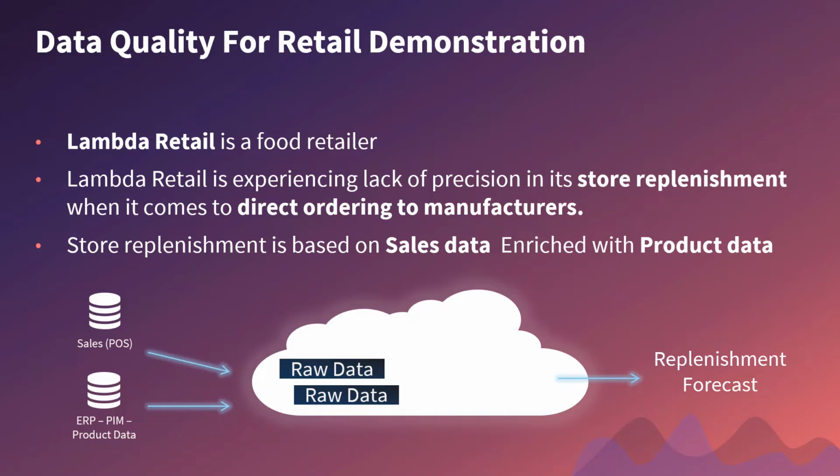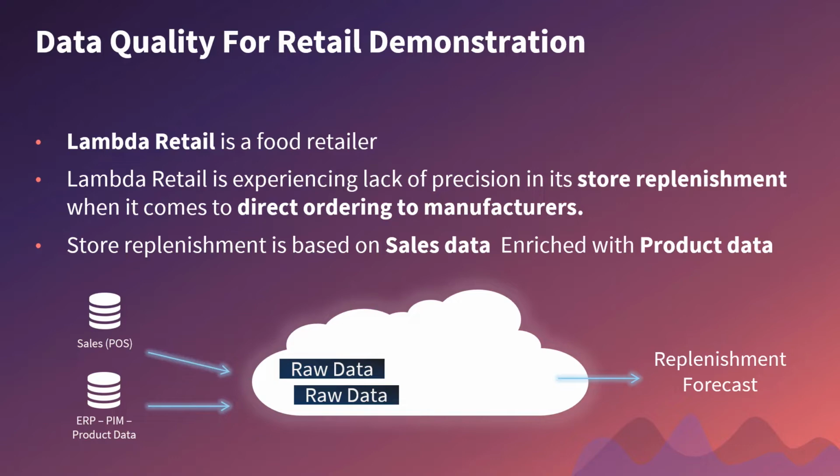So this is our scenario. Lambda Retail is a food retailer. And Lambda Retail is currently experiencing problems while replenishing its stores, especially when it comes to direct ordering to manufacturers. Store replenishment is based on sales data and it's enriched with product data.